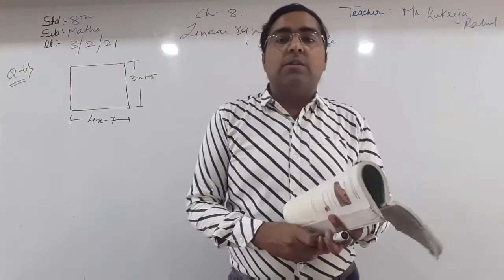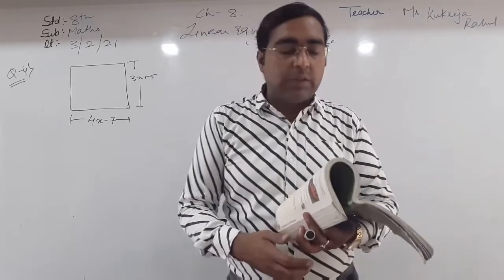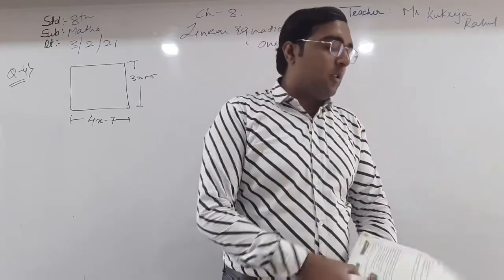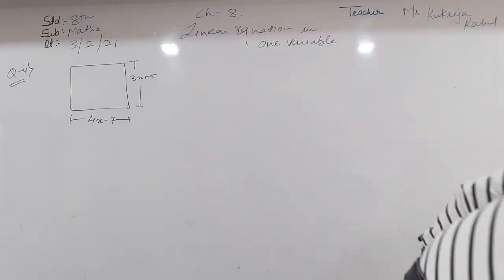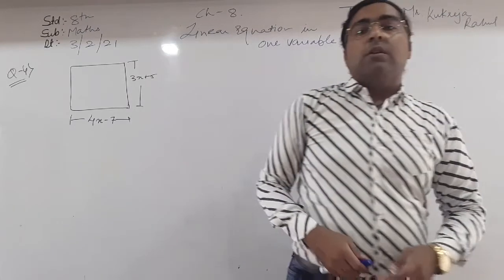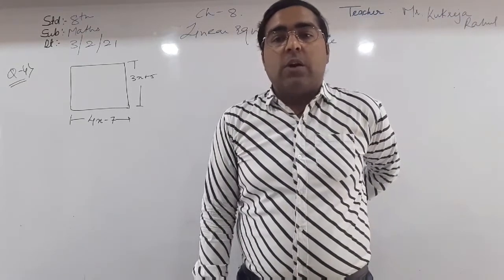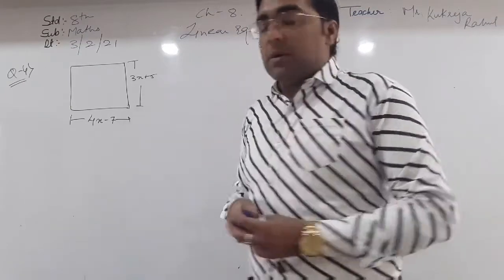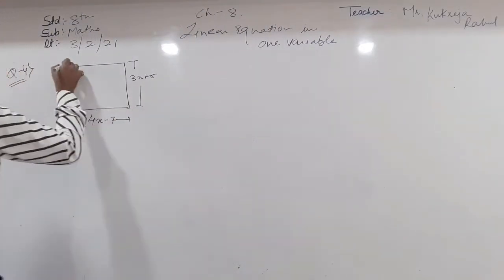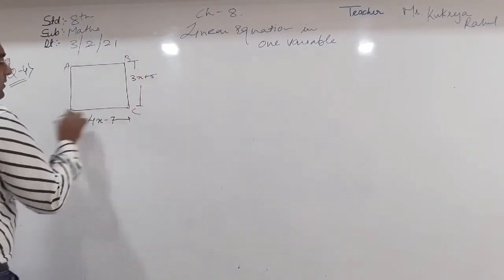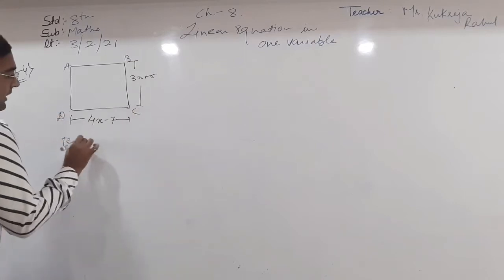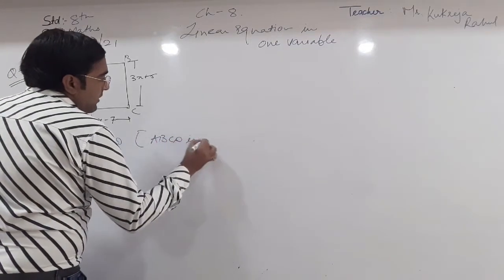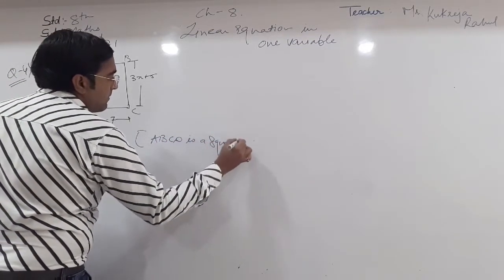So, dear students, we know that in a square, all the sides are equal. So, when we take this square, we should take all sides as equal. Okay? In a rectangle, opposite sides are equal, and in a square, all sides are equal. So here, two sides of the square are given. So in this case, we are taking BC equal to CD because ABCD is a square. Clear?